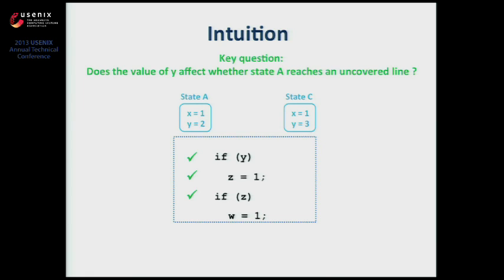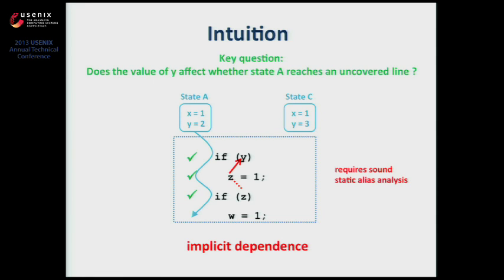And there's one last situation in which we have to track y, and that's implicit dependence. This is a slightly more difficult one to grasp. In fact, it requires a sound static analysis to compute properly. But basically, it's similar to the idea of information flow, where you have these kind of implicit flows of information between branches. It's the same kind of concept.